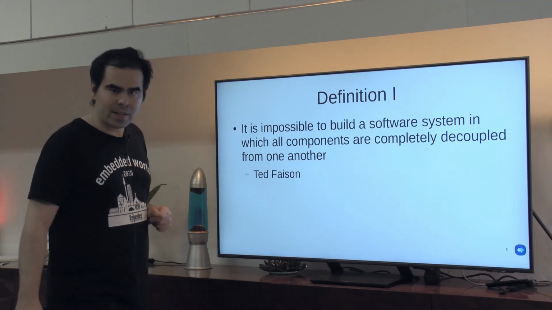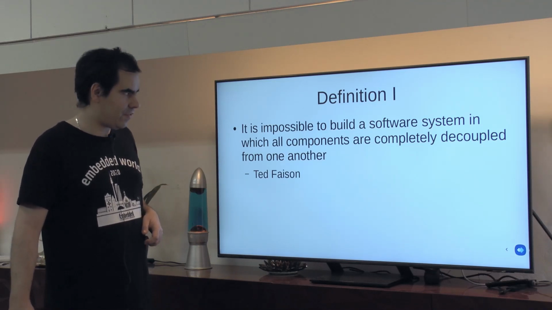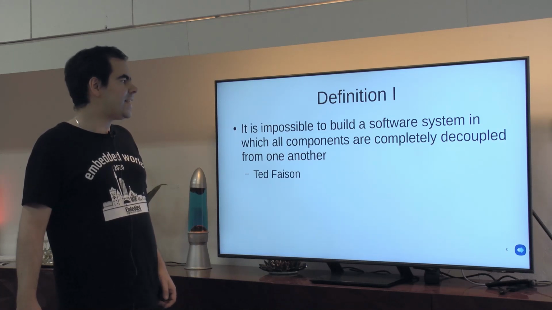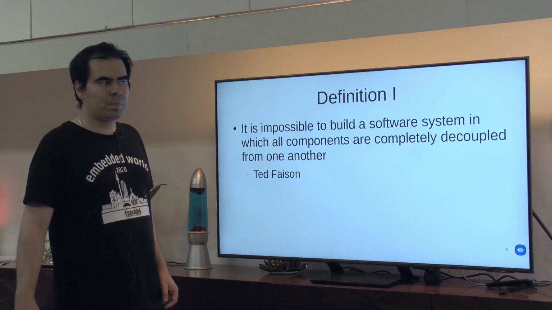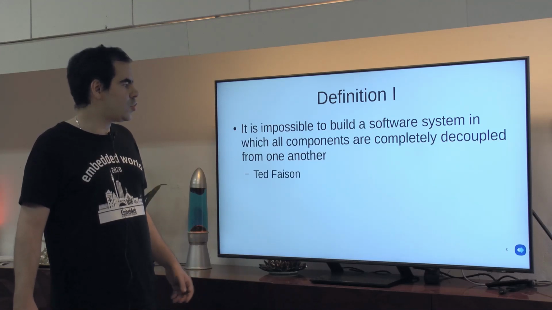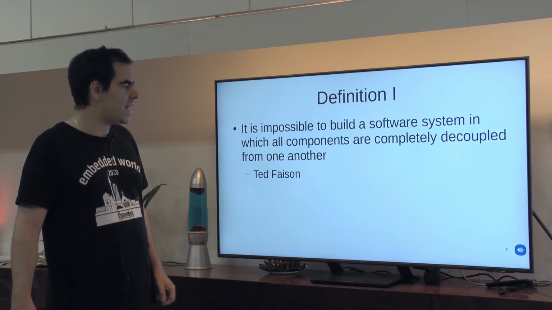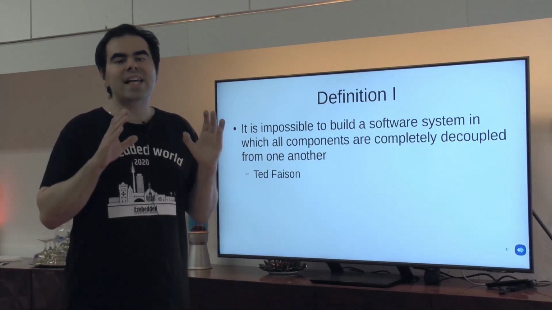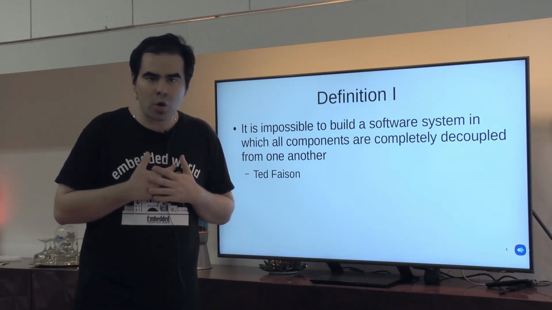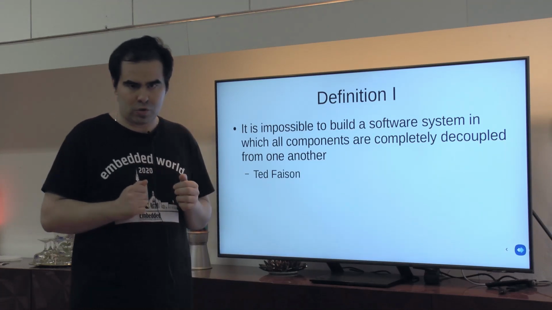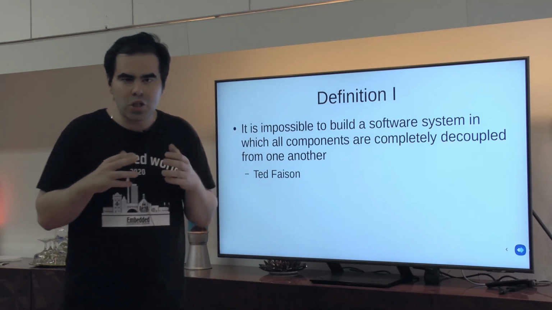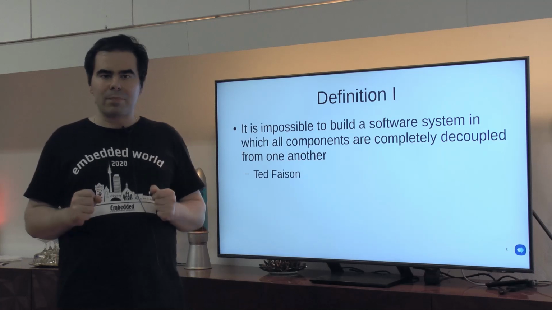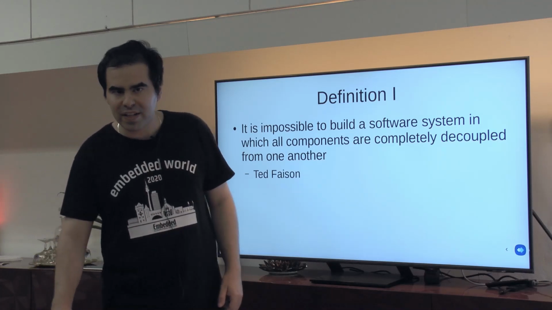And while we're at it, there's also a second definition, and this is from Ted Faison, and it states that it is impossible to build a software system in which all components are completely decoupled from one another. So this means there is always some kind of coupling, just like there is always some kind of breathing in a YouTube video. But the job of the engineer is to mitigate the coupling risks so that we end up with the minimum amount of coupling in the system.